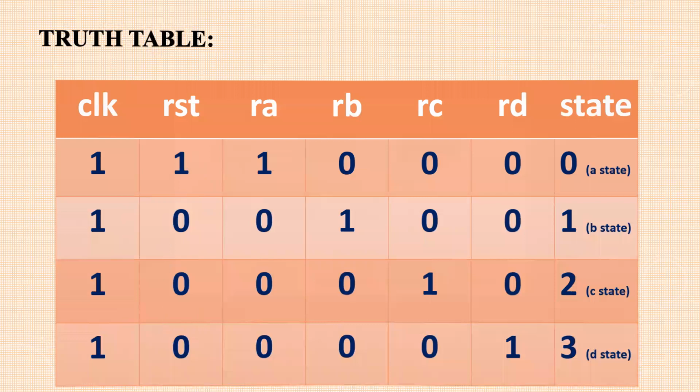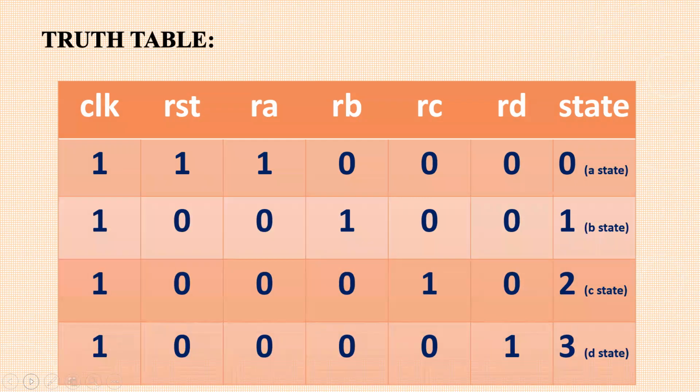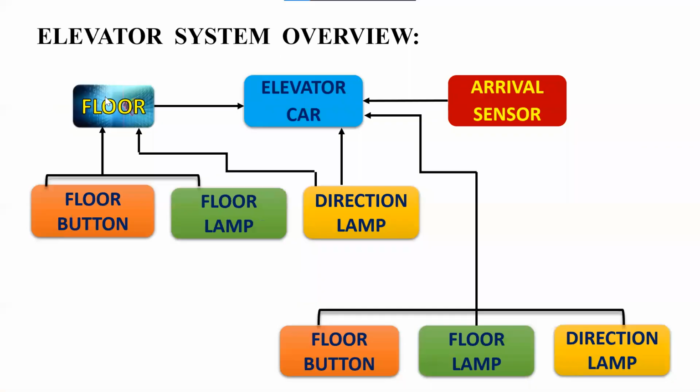Here in the elevator system overview, we have floor buttons from which we'll give the request, and floor lamp and direction lamp. The floor lamp indicates which floor we are in. The direction lamp indicates whether we are going in the upward or downward direction. We have two direction lamps here, which indicate the upward direction and the downward direction.